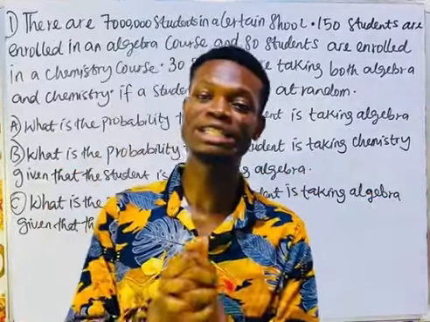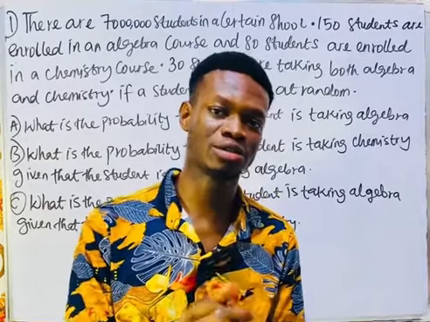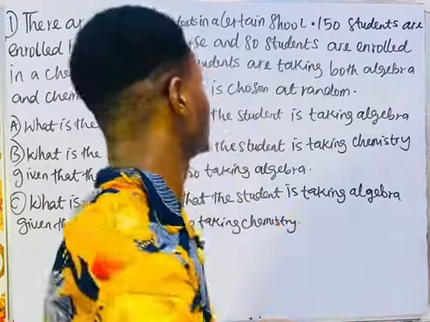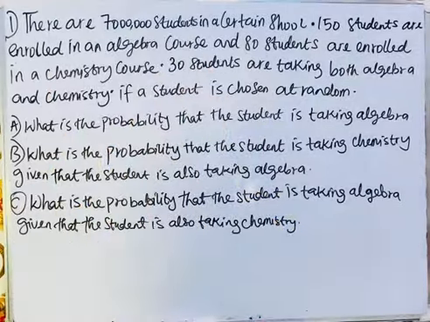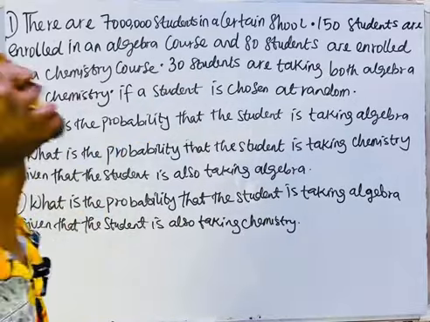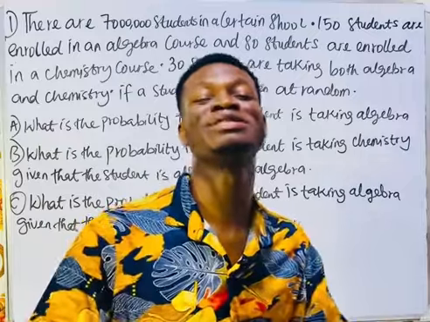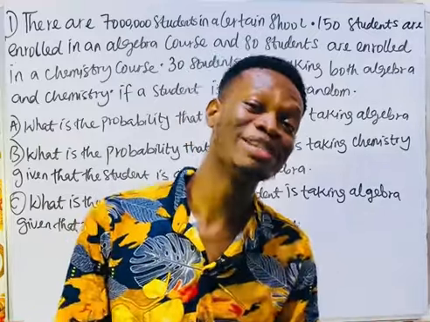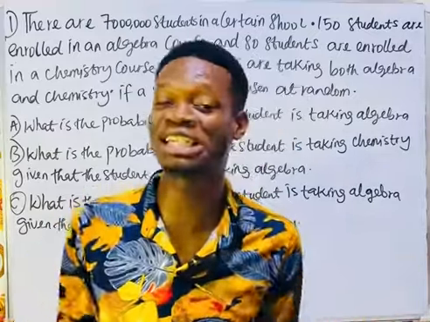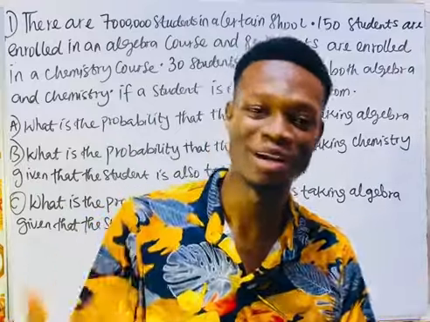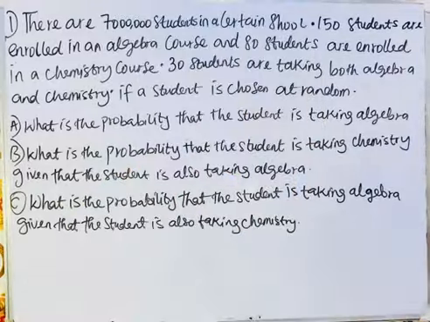Still on conditional probability, we are going to solve this question. The first question says there are 7 million students in a certain school. 7 million students. How is it possible? Is it possible at all? Does this country have 7 million students in their schools? I don't know whether it's possible, but we're going to solve this question.